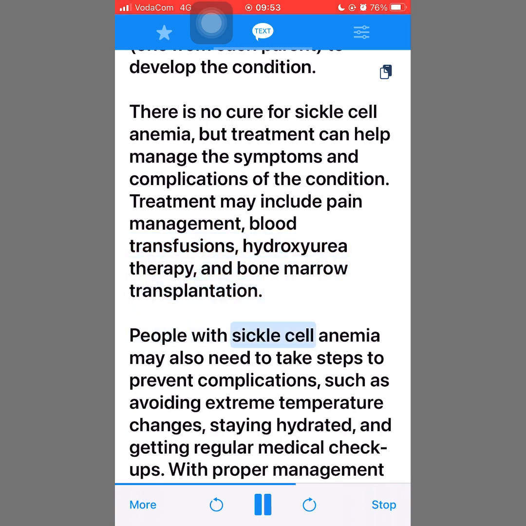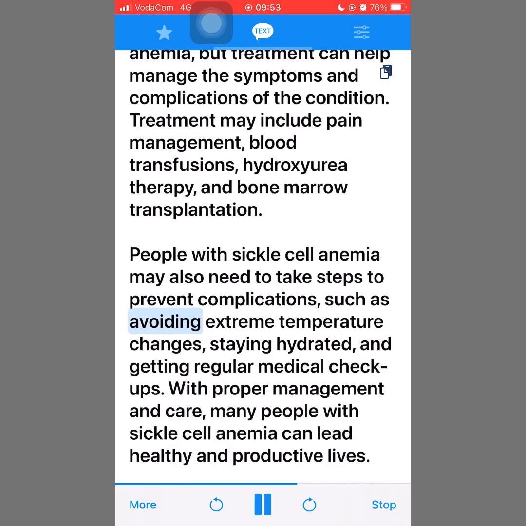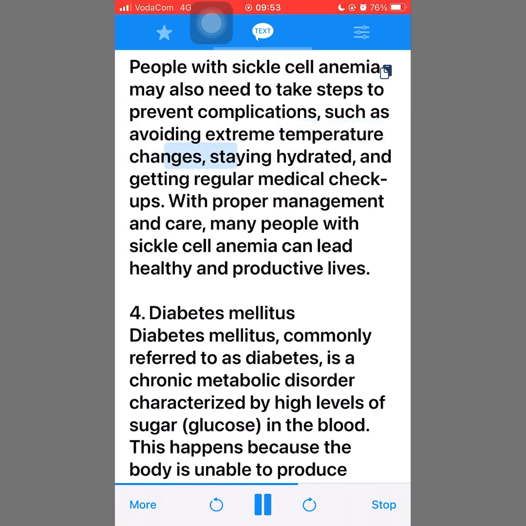People with sickle cell anemia may also need to take steps to prevent complications, such as avoiding extreme temperature changes, staying hydrated, and getting regular medical checkups. With proper management and care, many people with sickle cell anemia can lead healthy and productive lives.